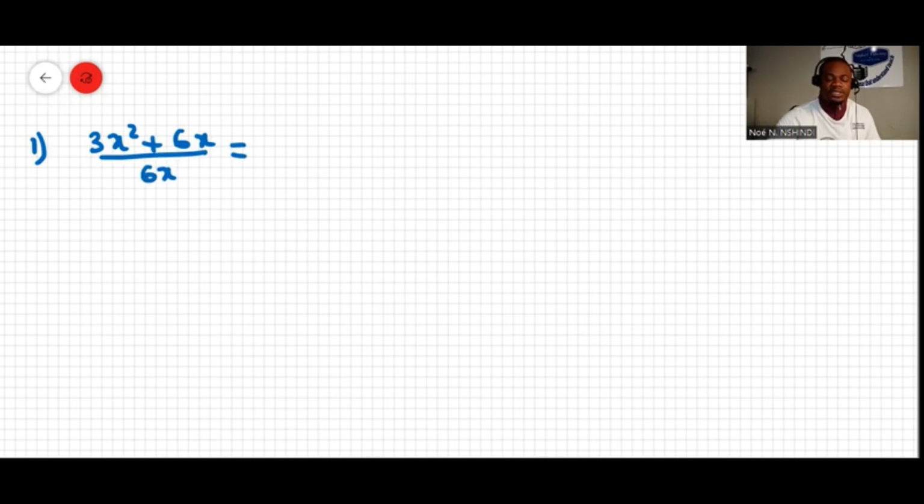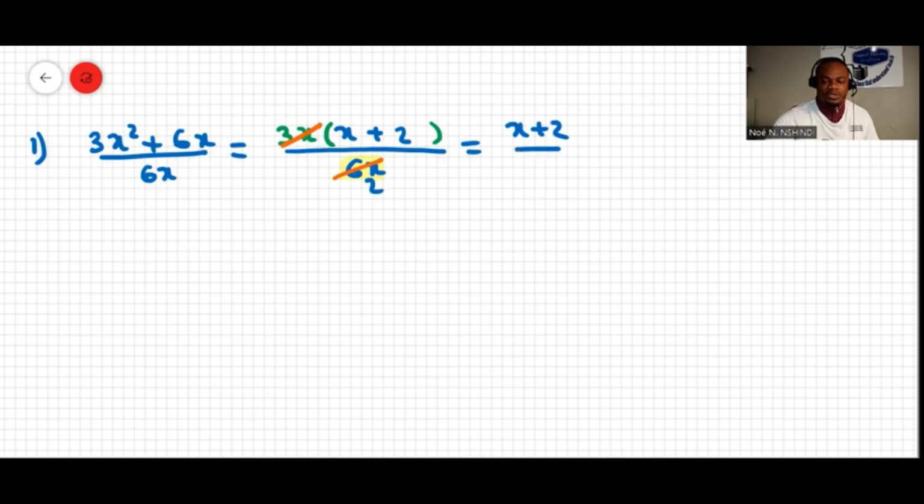Now to solve this, I'm going to look at the common factors. At the numerator, 3x should be the common factor, and at the denominator we have 6x there. If I take 3x as a common factor, I will be left with x plus 2. Now, this 6x at the denominator is like 3x times 2, so we can simplify that with that, and then we're left with 2 at the denominator. So the answer here will be x plus 2 over 2.